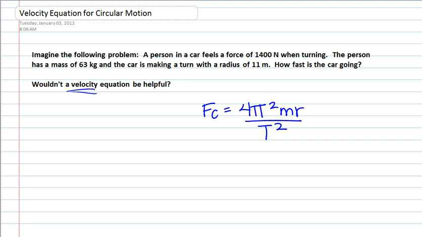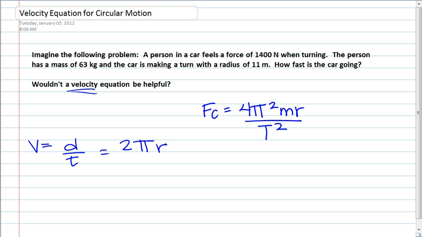You guys remember way back when we said that velocity is simply equal to the distance over the time it takes. Well, the distance to go around the circle is simply the circumference, or 2 pi r. Okay? And the time it takes to go around the circle once would simply be the period. So we now have an equation that says velocity is equal to 2 pi r all over period. Well, since we have velocity in terms of period, we can solve for period and then put that into the force equation and have a centripetal force equation that involves velocity.